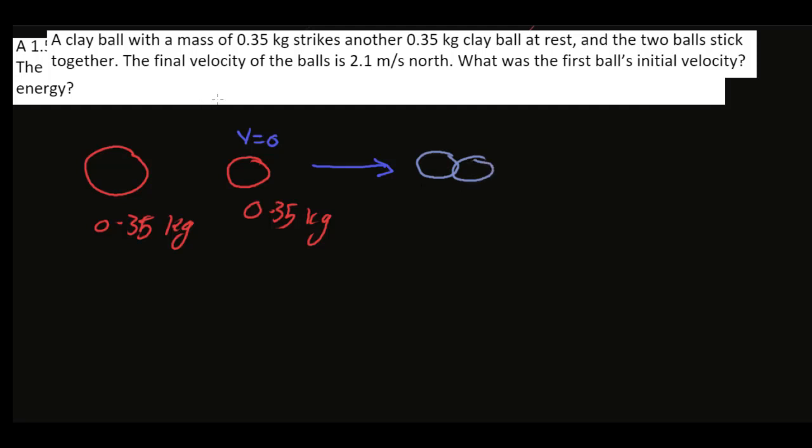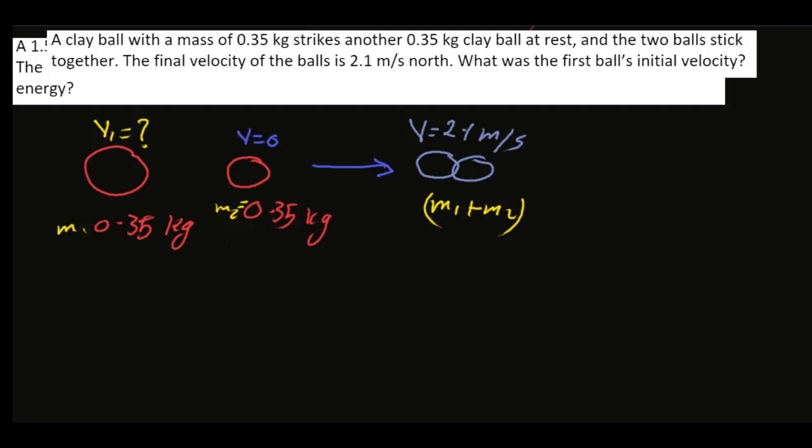The final velocity of the balls is 2.1 meters per second. What was the first ball's initial velocity? This is the question. He asked about the initial velocity V1. Here we have M1, the first mass, and M2, the second mass, and now the combination of M1 plus M2 when both are stuck together.